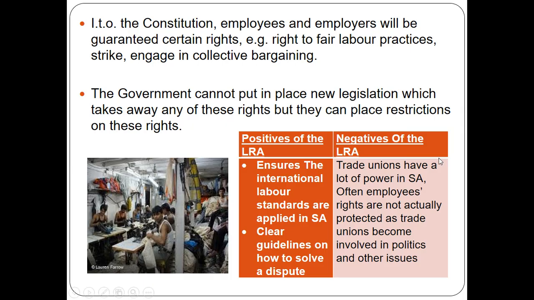Unfortunately, there are some negatives, and that is that trade unions, and you've probably read or heard, have a lot of power in South Africa. Now, trade unions are not supposed to, and we will be going into this in more depth, they are not supposed to be affiliated to any political party or become involved in politics.